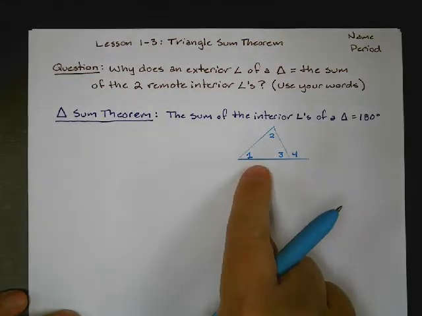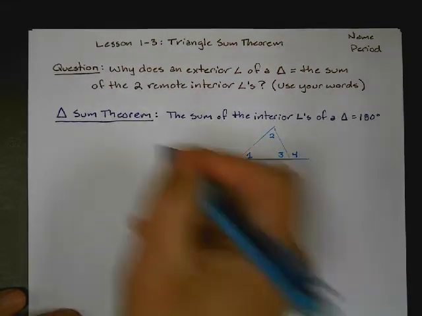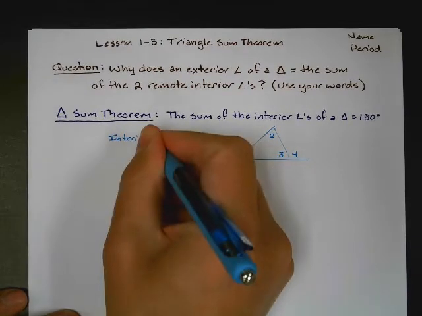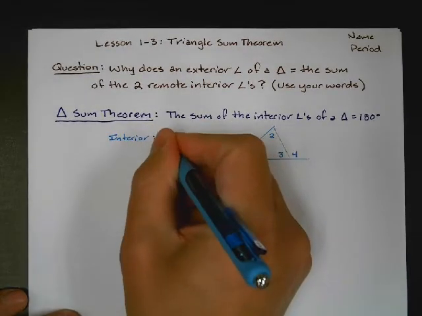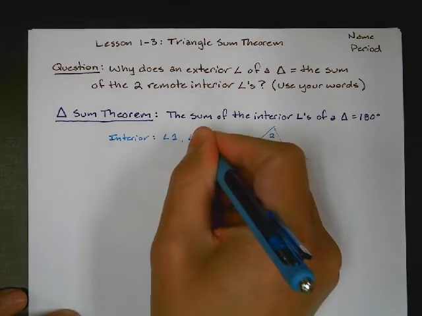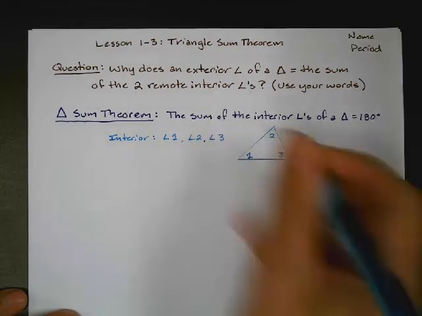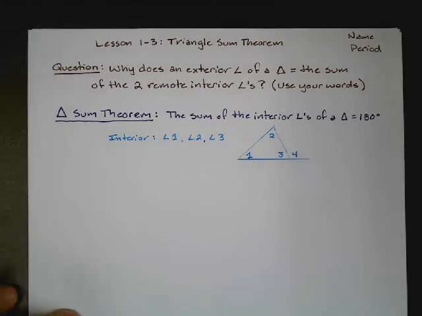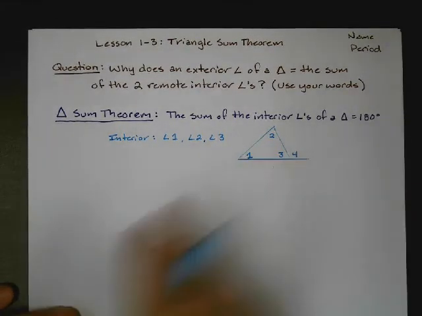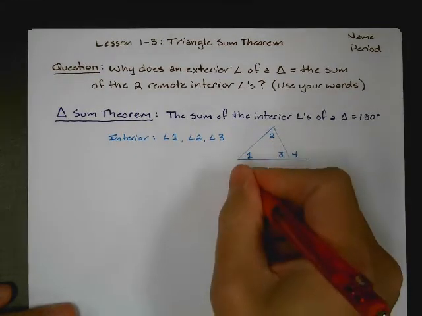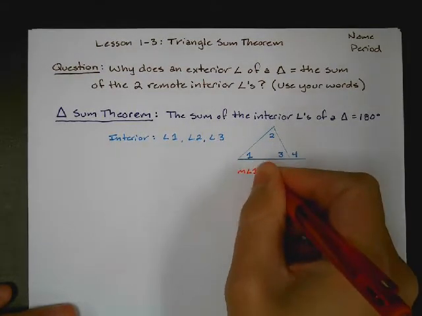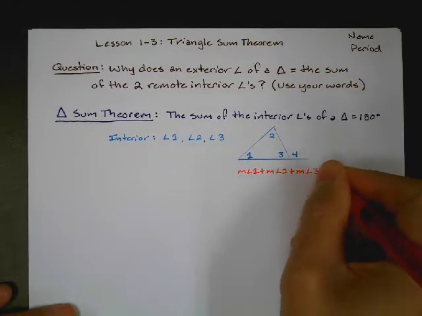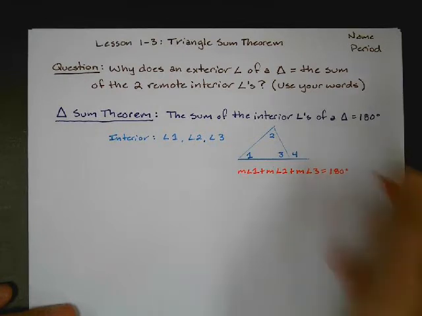So the interior angles are angle 1, angle 2, and angle 3. So when it says the sum of the interior angles, it's talking about those three angles. Those should add up to 180 degrees. So we should know at this point that the measurement of angle 1 plus the measurement of angle 2 plus the measurement of angle 3 is equal to 180 degrees. That's what the triangle sum theorem says.